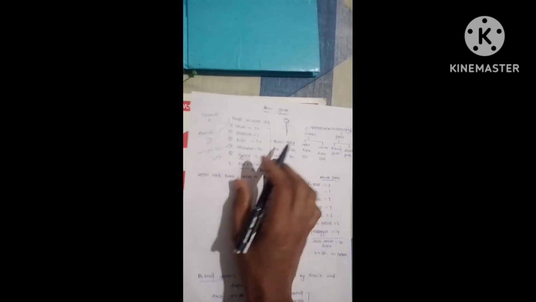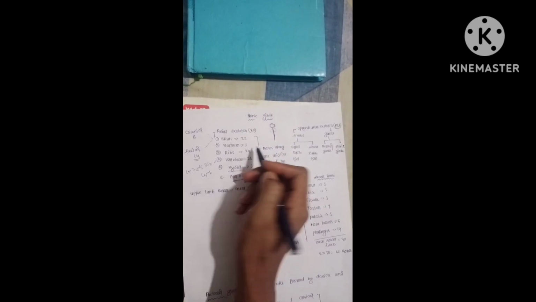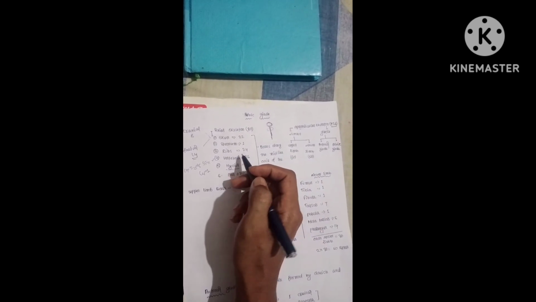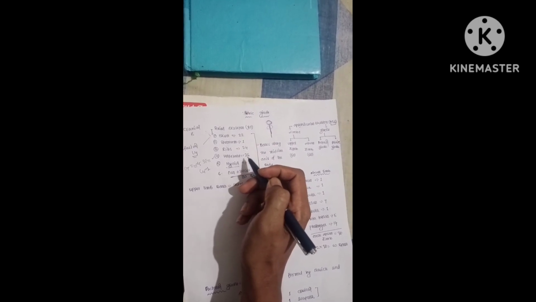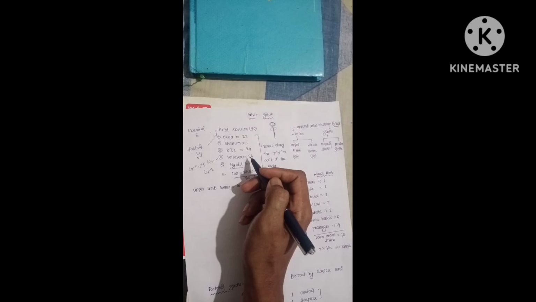Then the sternum is a single or unpaired bone. Ribs are 24 in number or 12 pairs. And vertebrae are 26 serially arranged vertebrae in the case of a mature human.